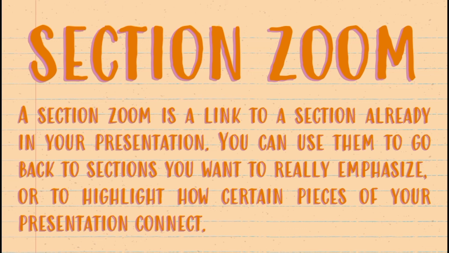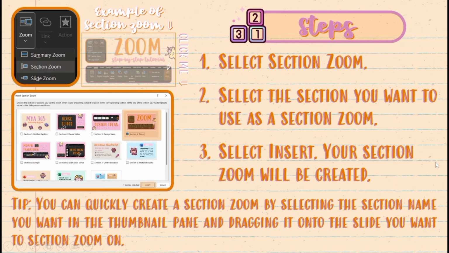A section zoom is a link to a section already in your presentation. You can use them to go back to sections you want to really emphasize or to highlight how certain pieces of your presentation connect. So here are the steps on how to do it. Step number 1, select Section Zoom.